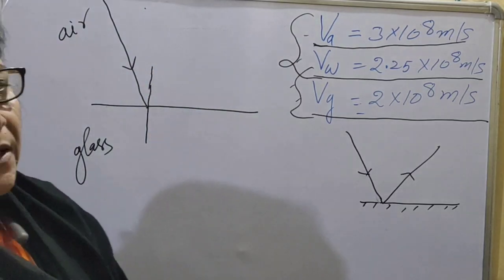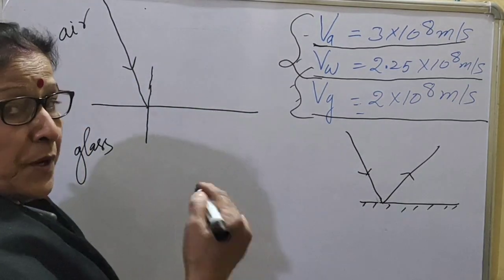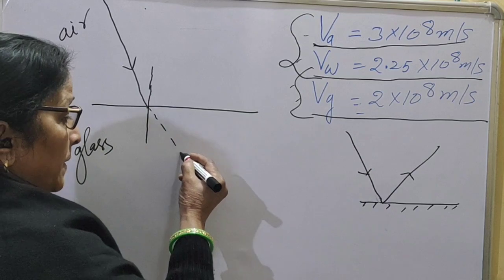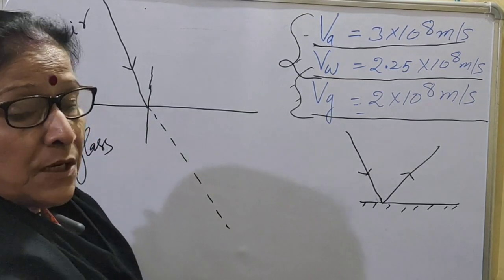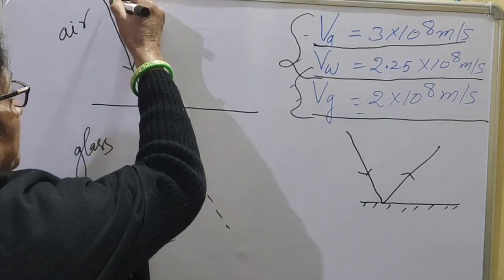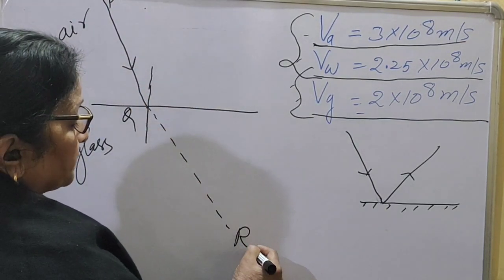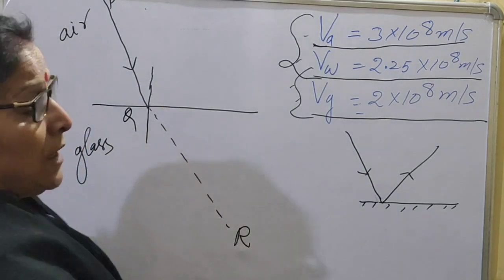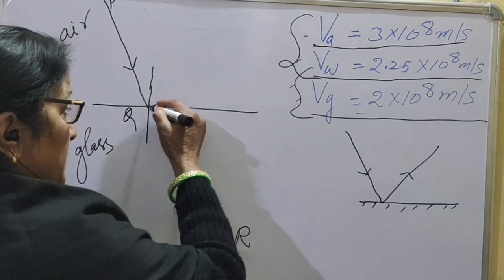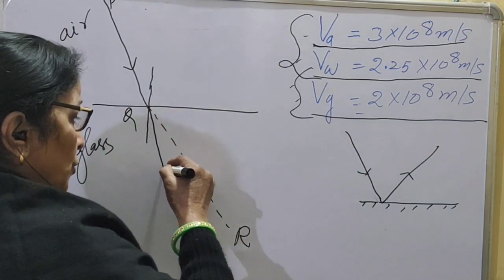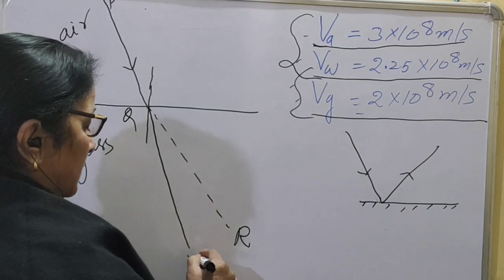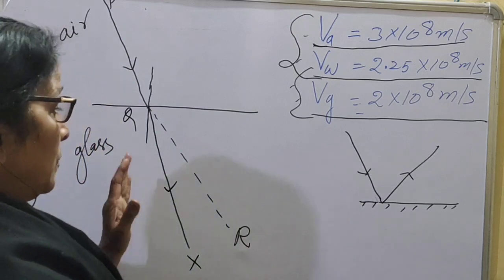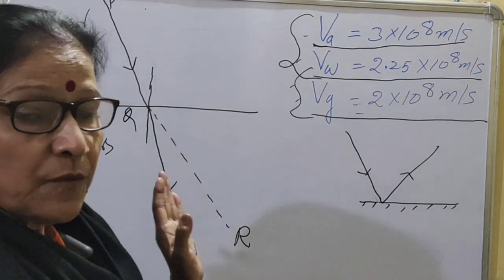Now when the ray of light enters glass, its speed will decrease. So if there were no glass, the ray would travel along this path. Its actual path would be this one, PQR. But when it enters glass, its speed decreases, and so it takes a shorter path, PQX. Okay, so why does it happen? Due to the change in speed of light.